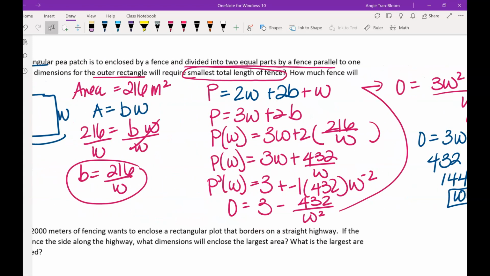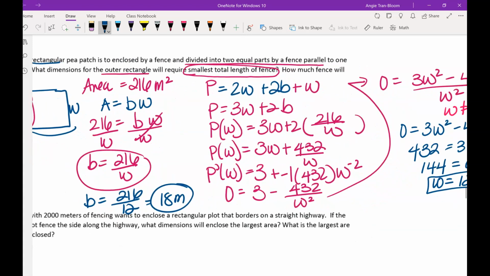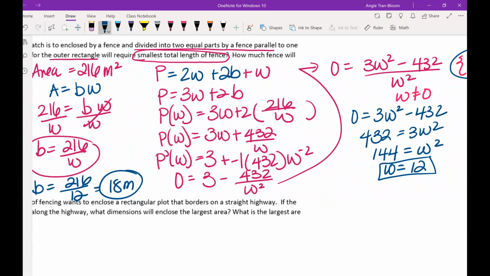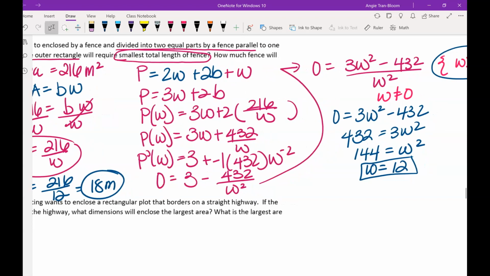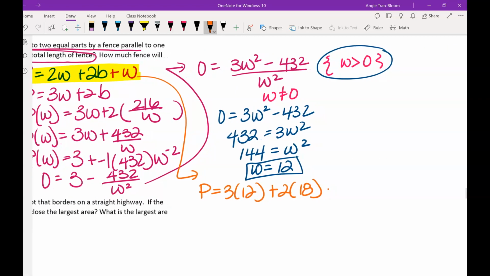We are going to plug it in to get our base. So base is 216 divided by 12. 216 divided by 12, 18 meters, okay? We are looking for the smallest total length of the fence. So we are going to add them up together. So take this formula and plug in all of your bases and your width. So P equals, we have 3W, so 3 times 12, and then we got 2 bases. Each base was 18, so 18 times 2 plus 3 times 12, that's going to give us 72 meters.